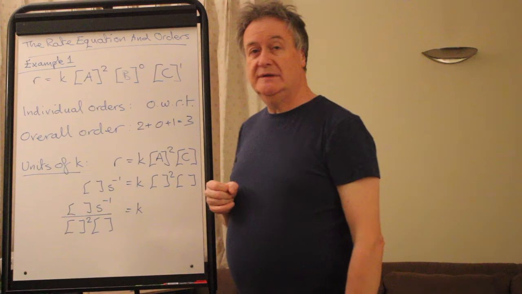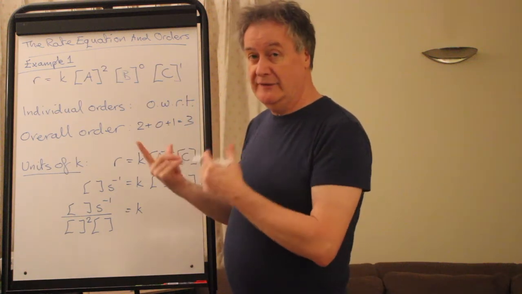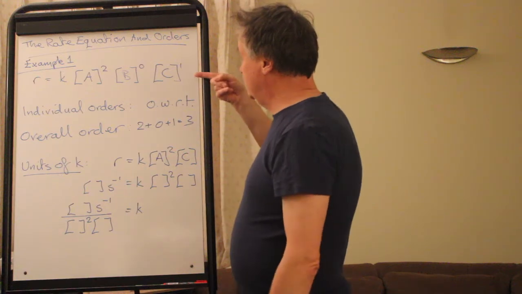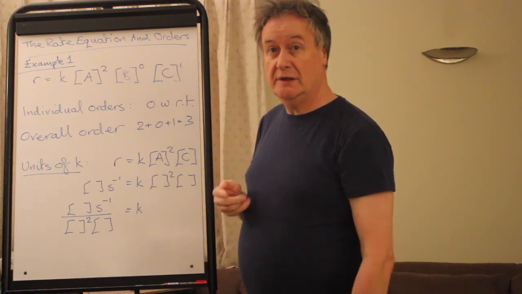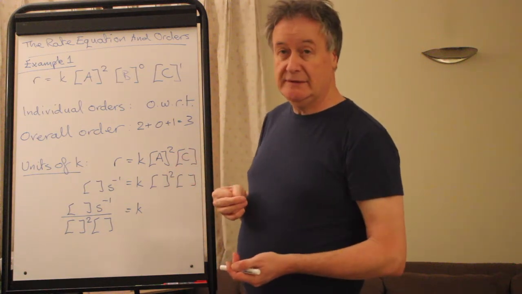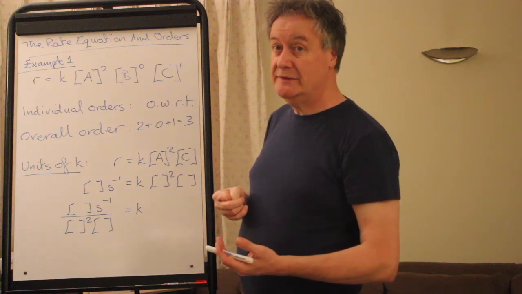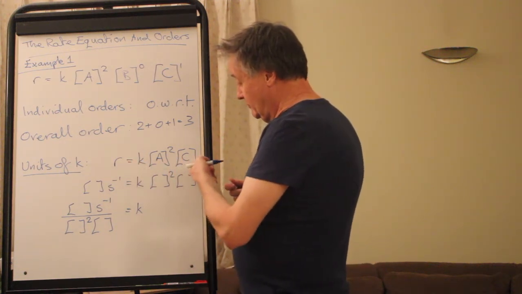Now let's talk about the units of K. Now, I said to you just now the units of K vary depending on the rate equation. So this rate equation will have the units for a third order overall reaction. They're not the same for second or first. There is a pattern to it if you wish to do that. So that's the rate equation.